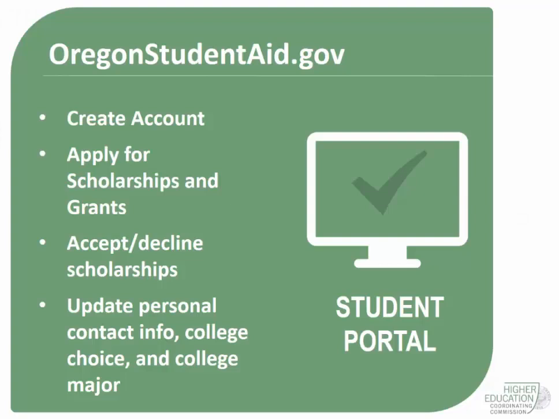At OregonStudentAid.gov, through our student portal, you can create an account for our scholarship and grant programs. You update your personal contact information, your college of choice, and you accept and decline any scholarships. Our student portal is the one place where you can apply for most everything I'm going to talk about going forward. And again, the most important piece of this presentation is that you walk away understanding that OregonStudentAid.gov is the home for all the information I'm about to talk about.